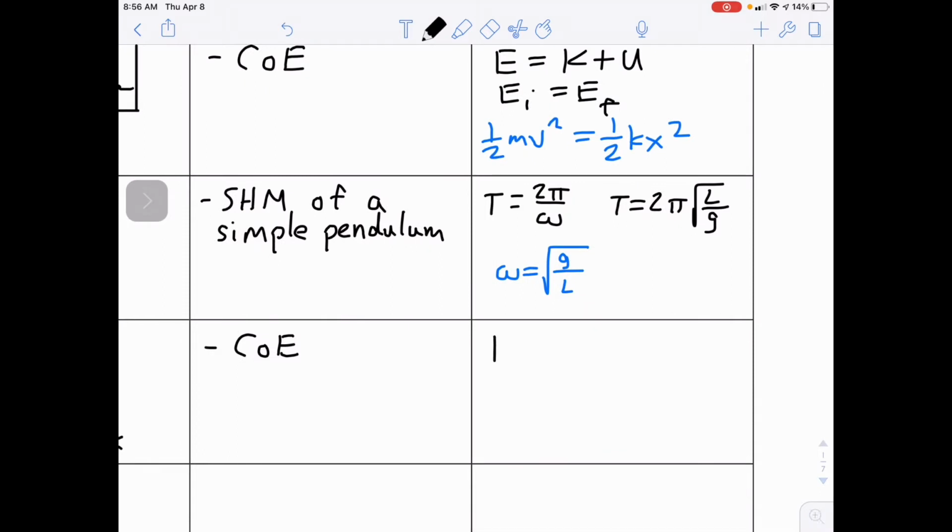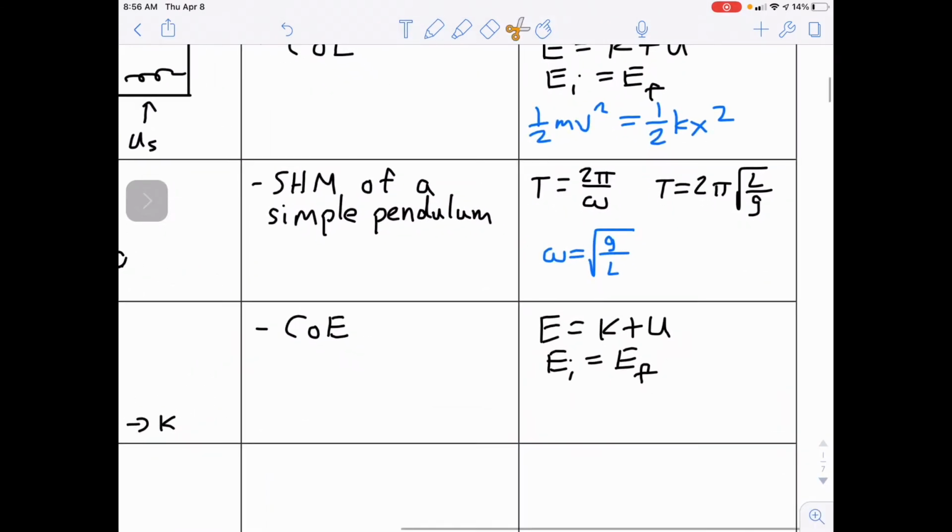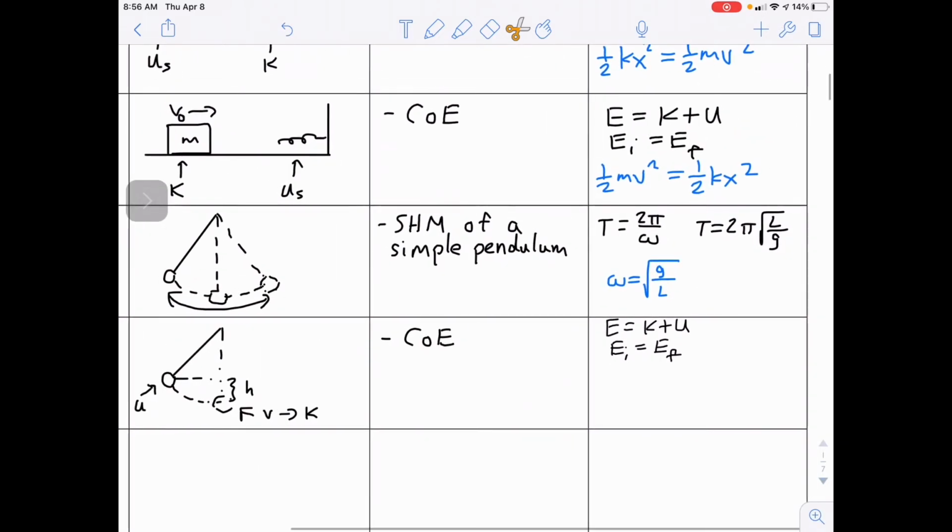So we need to know kinetic energy plus potential energy is total energy. We need to know that total initial energy equals total final energy, and we must be able to derive in this instance a couple things. The first thing we should be able to derive is the initial energy is gravitational potential energy, so mgh to start with. And afterwards, at the bottom of the swing, it's been fully converted into kinetic energy, 1/2 mv squared.